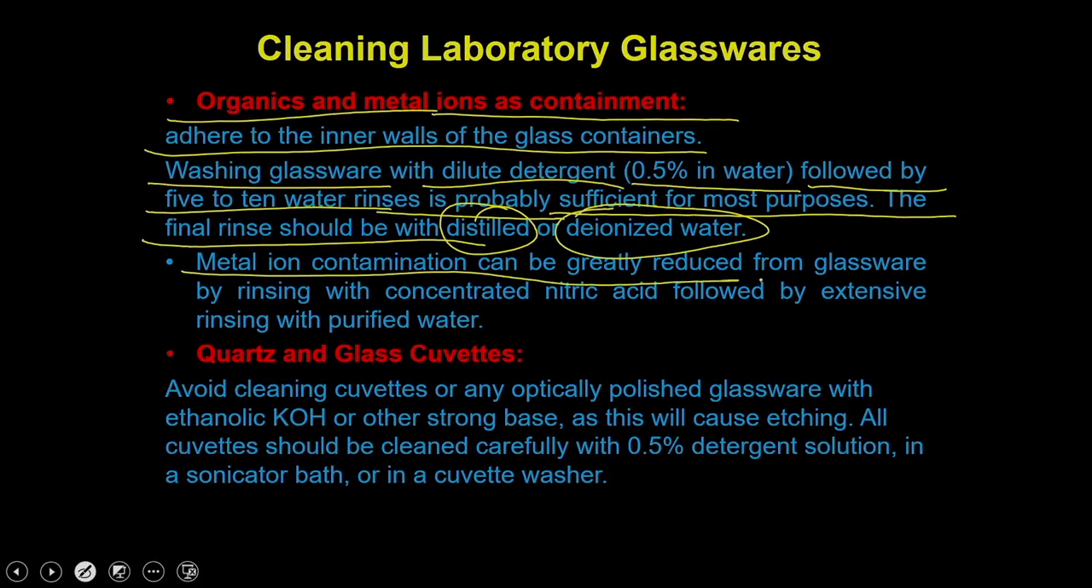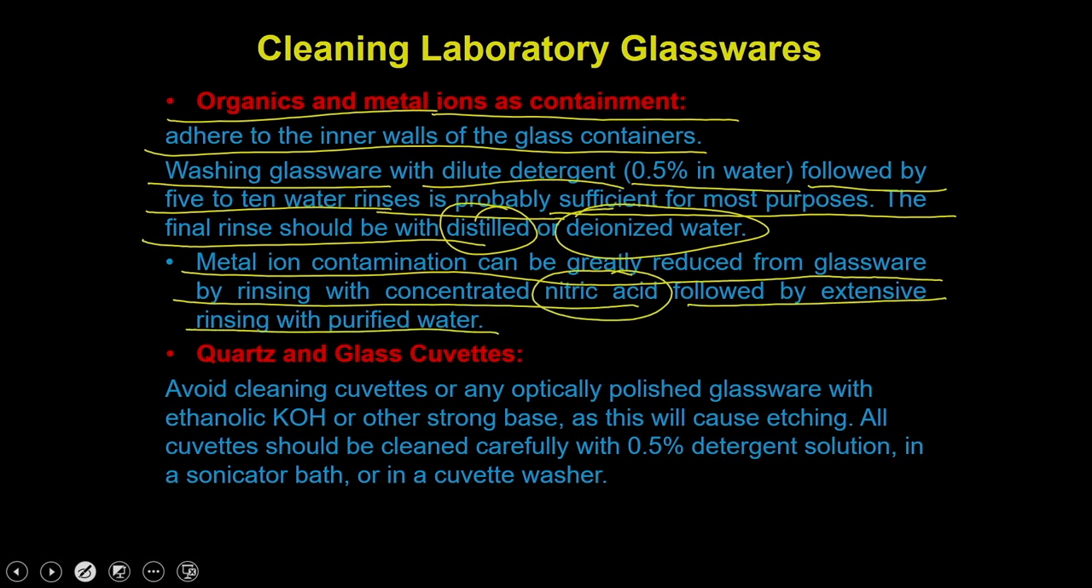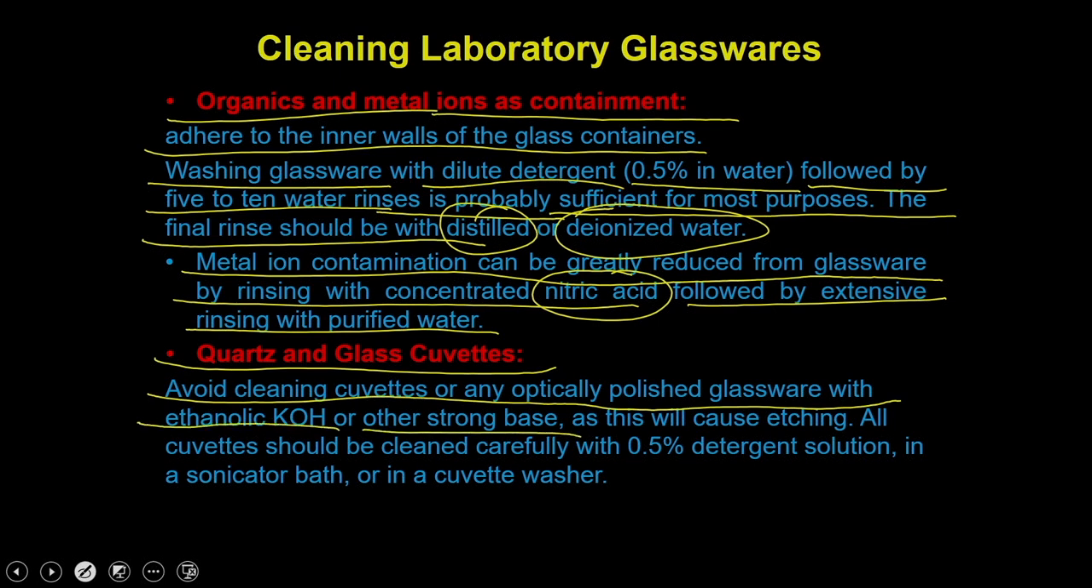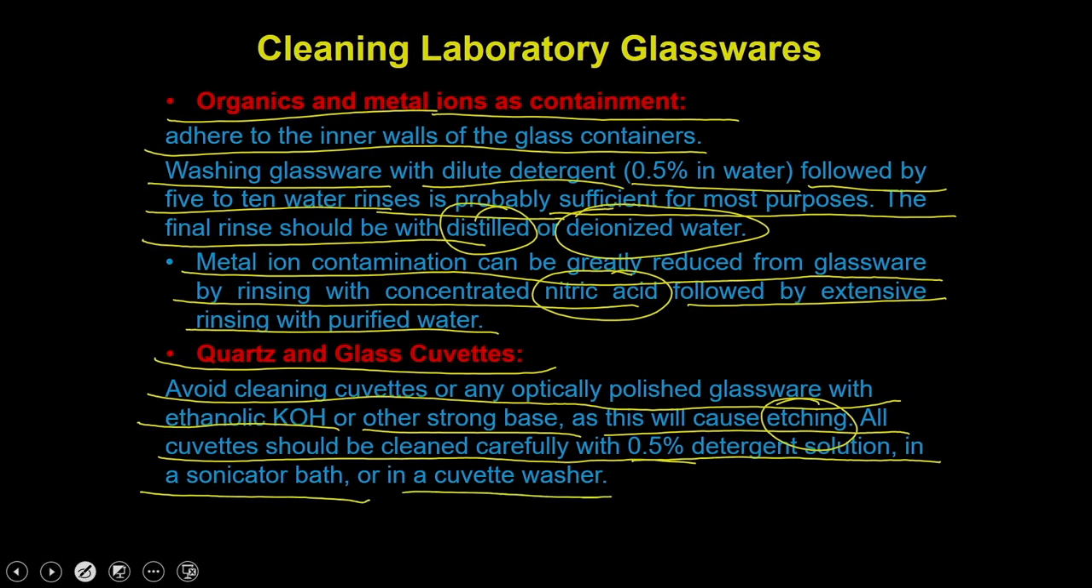Metal ion contamination can be greatly reduced from glassware by rinsing with concentrated nitric acid followed by extensive rinsing with purified water. Apart from that, when you have quartz or glass cuvettes, you should avoid cleaning the cuvette or any optically polished glassware with ethanolic KOH or other strong base, as this will cause etching or make the surfaces very rough. All cuvettes should be cleaned carefully with 0.5% detergent solution or in a sonicator bath or in a cuvette washer.